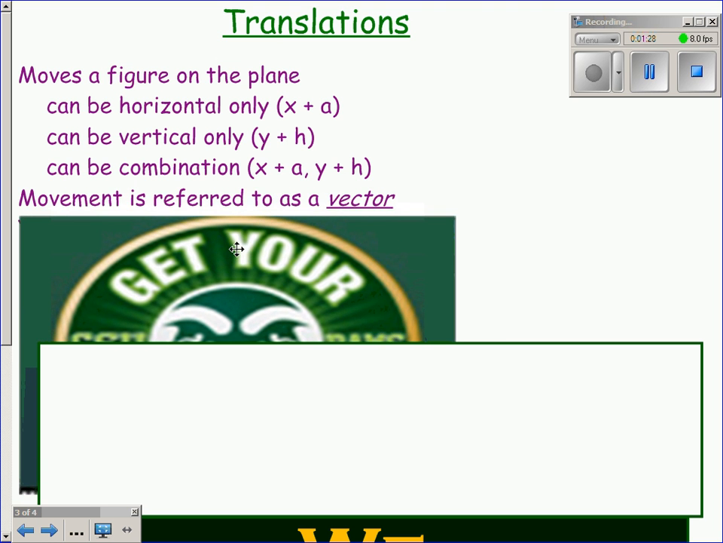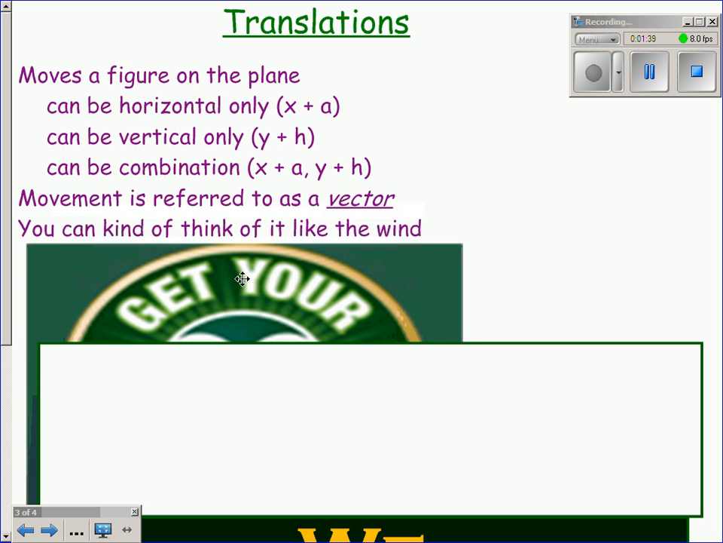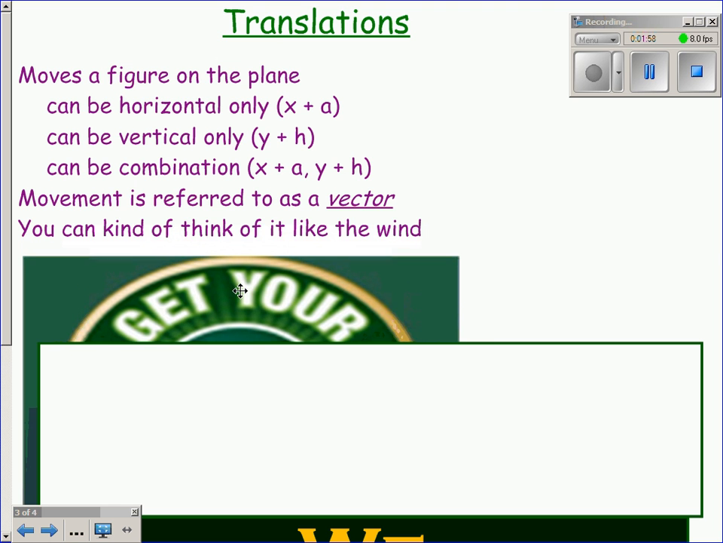The movement is referred to as a vector, and a vector is kind of an interesting type of term. You'll hear a lot about it in physics. But a vector, you can basically think of it like the wind. Several of the news channels now are showing vectors when they're talking about wind. And so the wind just kind of blows itself around and blows the objects around in the same way that the translation vector will blow your object about the plane wherever it wants it to go.